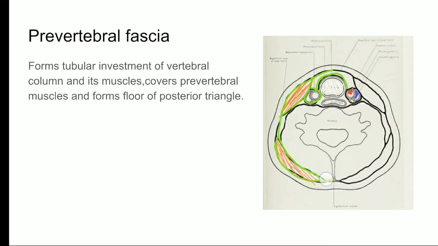Now, the prevertebral fascia is one of the posterior processes given from the anterior border of the trapezius. And this forms the floor of the posterior triangle. Okay.